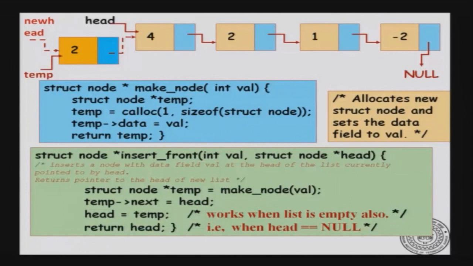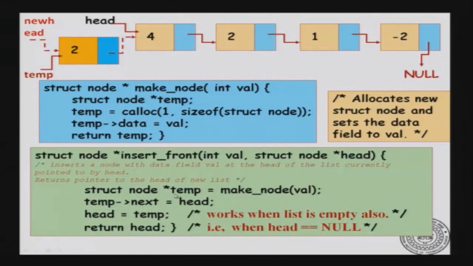So, we have created a node, and how do you insert in the front? Once you receive a value to be inserted at the beginning of a list, the list is identified by the head. So, we have to create a node which contains the value and insert it at the beginning of this list.